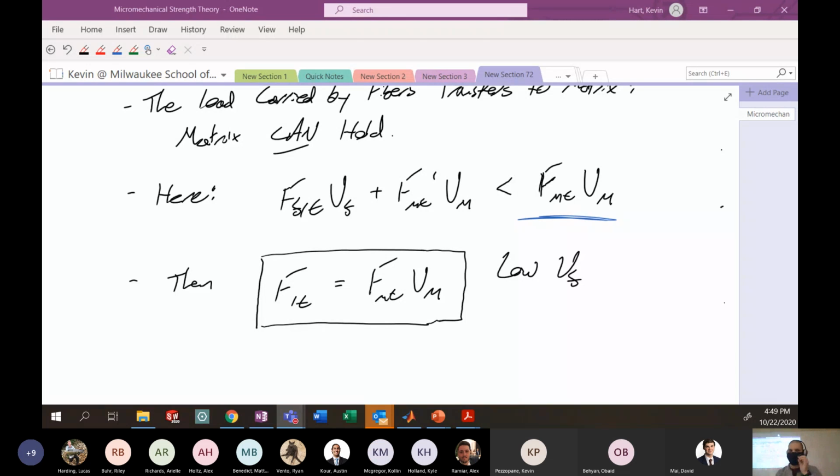Lucas asks, is there specific values where one might classify VF as low? We're going to talk about that next time. What do we consider high, low VFs? We'll talk about that. You can actually analytically solve for it, and we'll show you how next time.